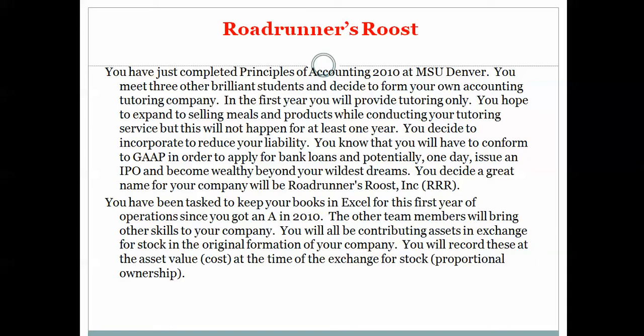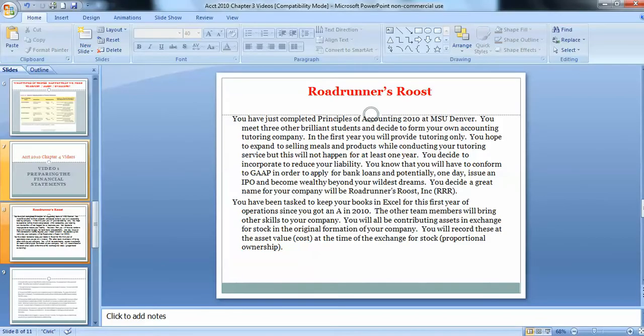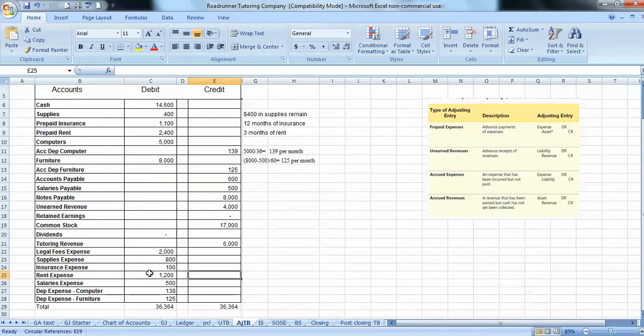In Chapter 3, we looked at adjusting entries. How do we go around at the end of the month and look at what kind of adjustments we need to make to the accounts to properly match our expenses to our revenues? And then we prepared the adjusted trial balance based off of those adjustments. So let's go ahead and jump back out to the Roadrunner's Roost documentation, the spreadsheet, the workbooks.